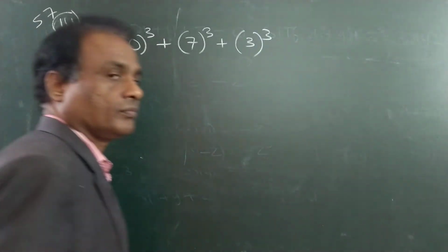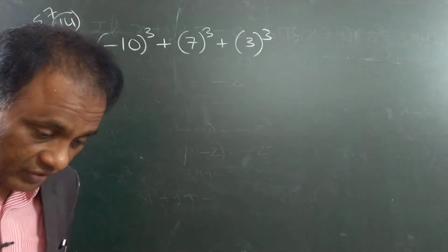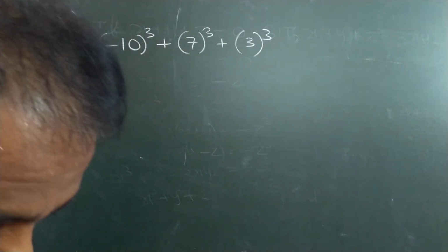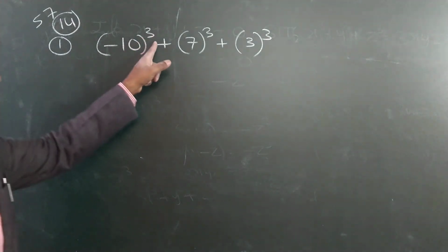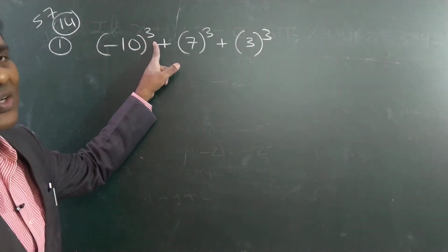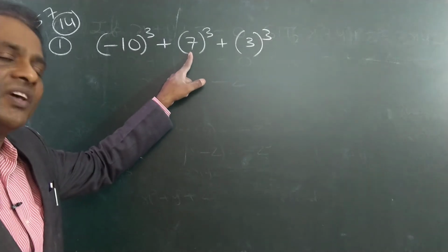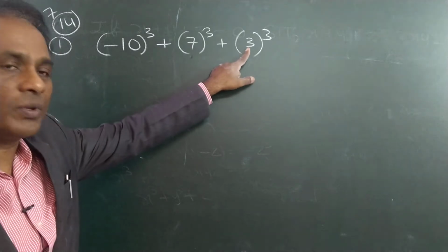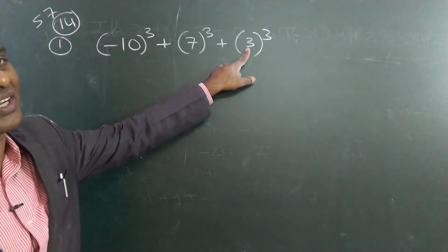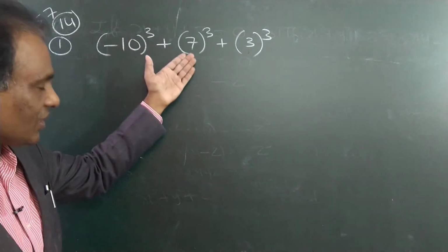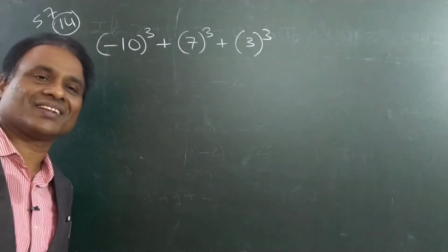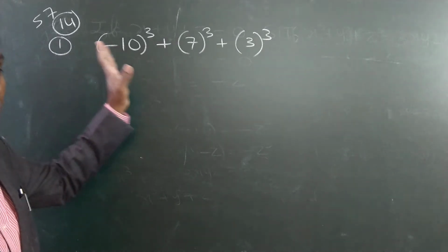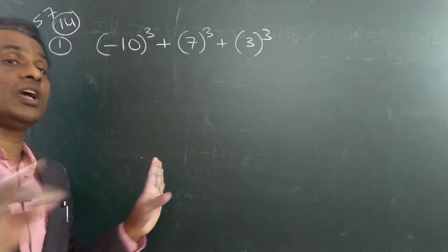See here, simplify this without actually calculating the cubes. 10 cube we know, 10 into 10 into 10 is 1000. 7 cube is 7 into 7, 49. 49 into 7 is 343. 3 cube is 3 into 3, 9. 9 into 3, 27. So 1000 plus 343 plus 27, that is the answer. But it is minus, so it should be subtracted. So without doing the cubes, we have to solve this problem.